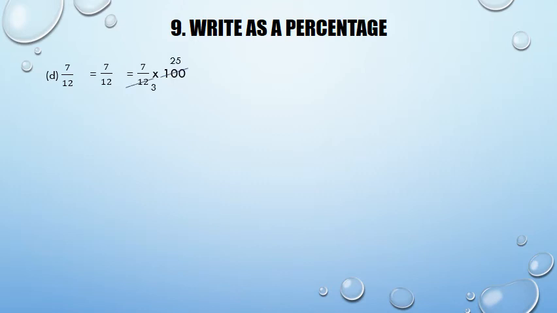Now we will divide 12 in the denominator and 100 in the numerator by common number 4. 12 divided by 4 is equal to 3 and 100 divided by 4 is equal to 25. So 7 multiplied by 25 is equal to 175 upon 3, which is equal to 58 1 by 3%. Clear?